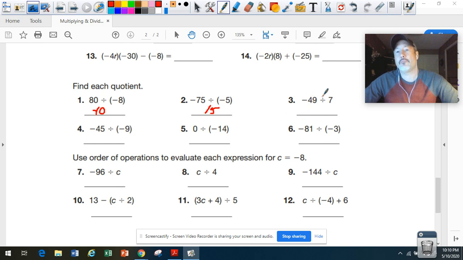Okay, negative 49 divided by 7. Signs are unlike, which makes my answer a negative. 49 divided by 7 is 7. So the answer is negative 7.